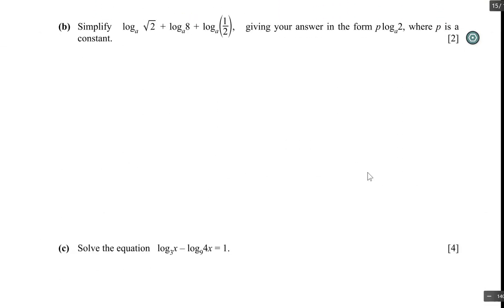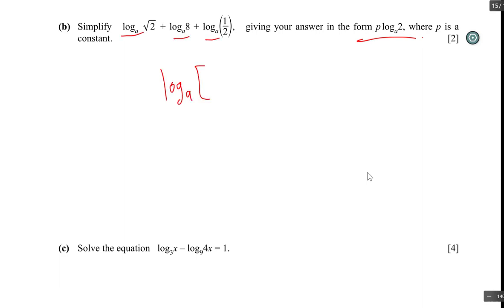Okay, B. Simplify log a square root 2 plus log a 8 plus log a 1 over 2. Give your answer in the form p log a 2, where p is a constant. We need to simplify and leave the answer in this form. Everything is log a, so just factorize out the log a.